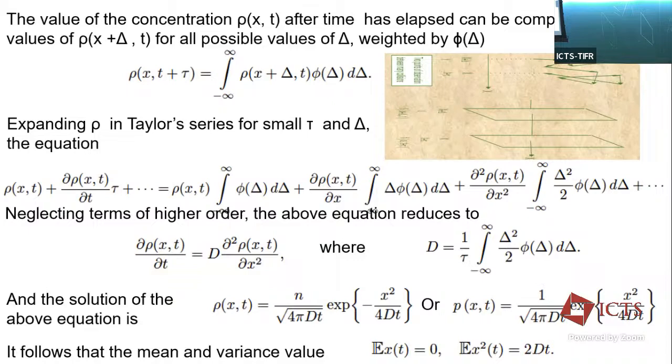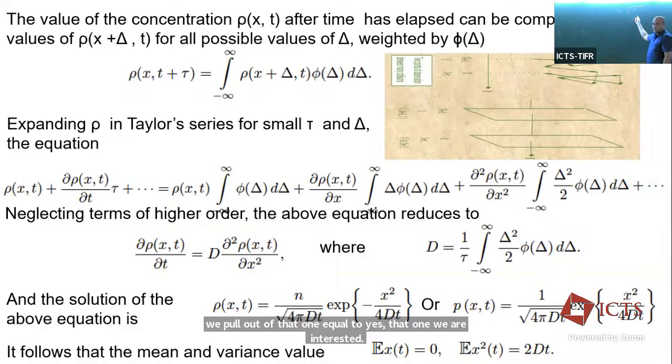If somebody is interested in this displacement, then lambda x, which is nothing but this, x squared averaged over that one, equal to, yes, that one we are interested in. That is basically the mean square displacement.